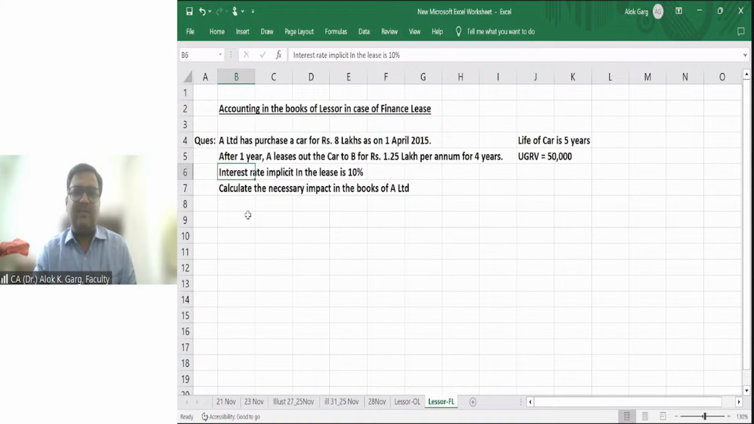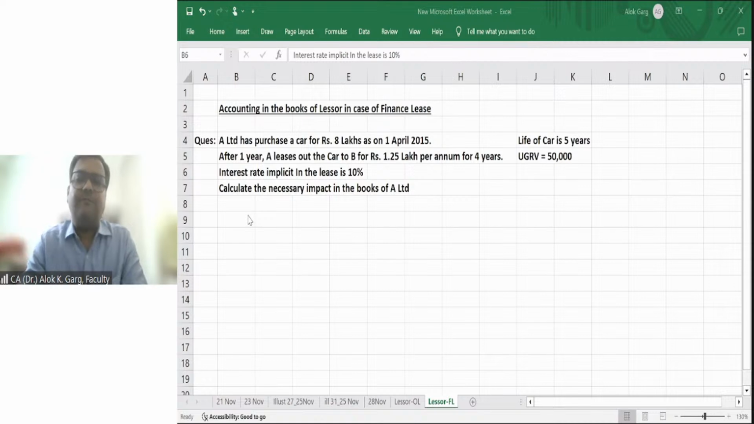Friends, is it an operating lease indicator, or is it one of the finance lease indicators? The asset has been leased out for the majority part of the life of the asset. This is not just majority, this is complete. The balance is 4 years, and it has been given out on lease for 4 years. Interest rate implicit in the lease is 10%. Calculate the necessary impact in the books of A Limited.